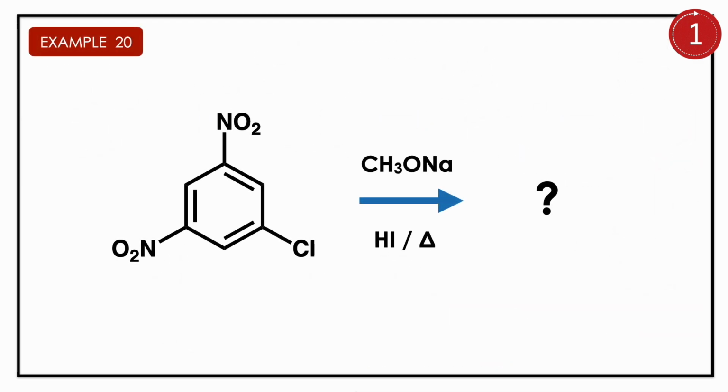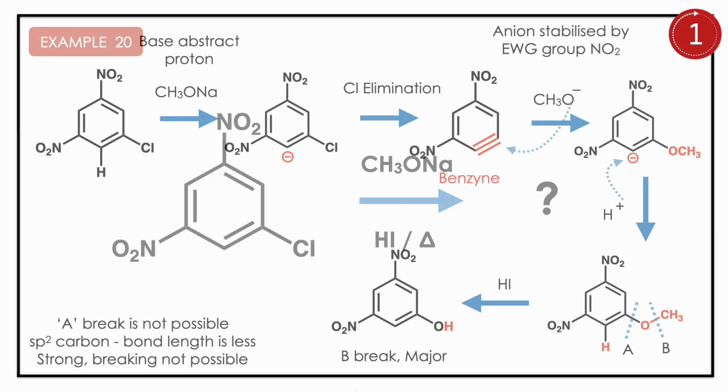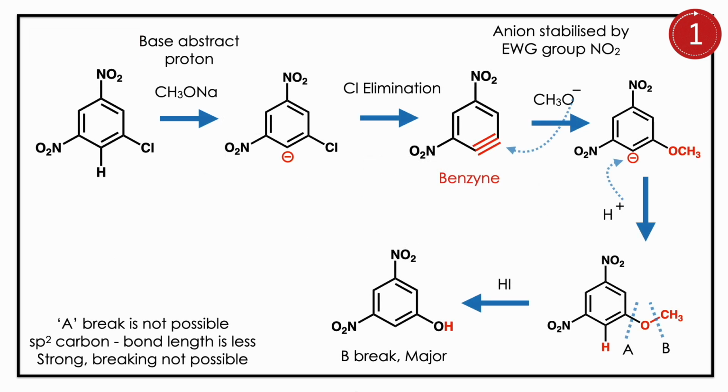Then the next example, you have benzene with 3 substitutions, 2 nitro groups and chlorine, all in meta relation. You are reacting with sodium methoxide, hydrogen iodide and heating it up. You should find what will be the final product. Here you have chlorine nearby hydrogen. So obviously the base abstracts the proton. You have anion formation. The anion promotes the chlorine elimination. You have benzyne. The next step is interesting where the methoxide attacks.